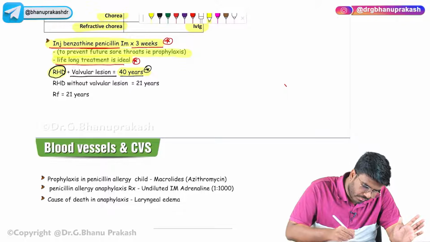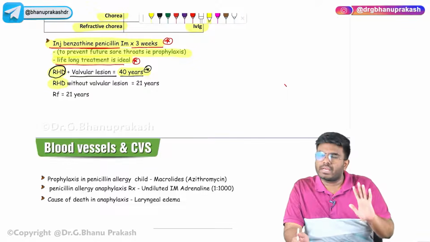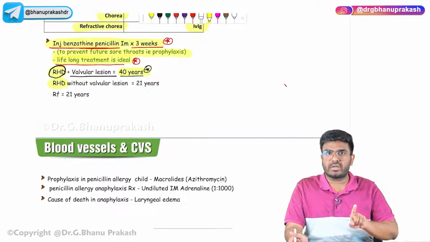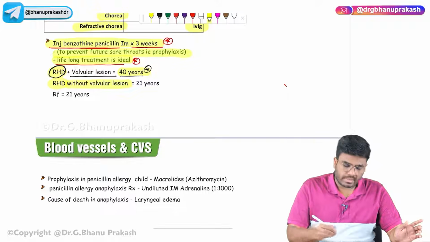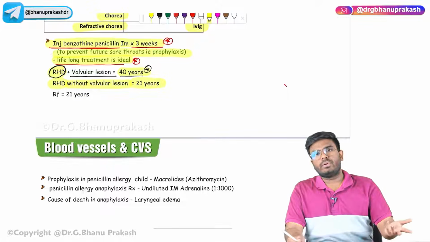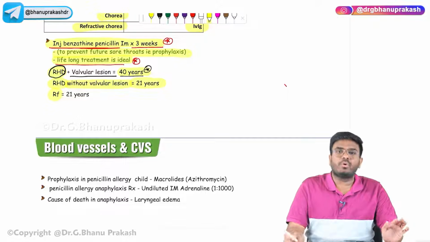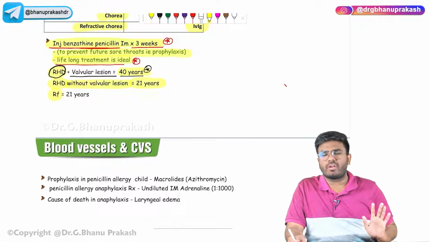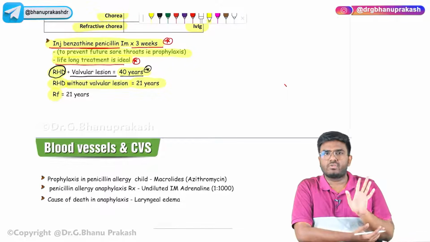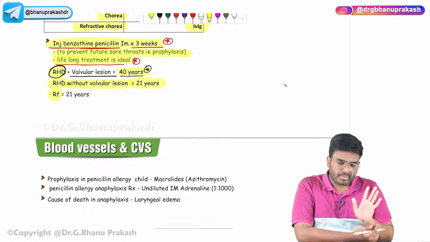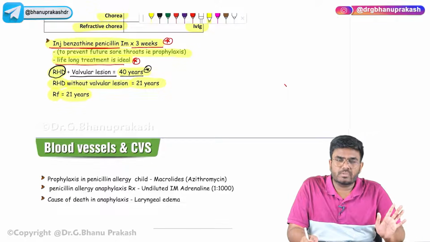If in your question they give rheumatic heart disease where the heart is involved but valves are not involved, for example pericarditis or myocarditis is there but endocarditis is not, then in such a condition, rheumatic heart disease without valvular lesion, you have to take intramuscular benzathine penicillin for at least 21 years. For example, if they talk about only rheumatic fever, where the heart is not at all involved, only migratory polyarthritis and Sydenham's chorea are there, then again at least 21 years of intramuscular benzathine penicillin should be taken.